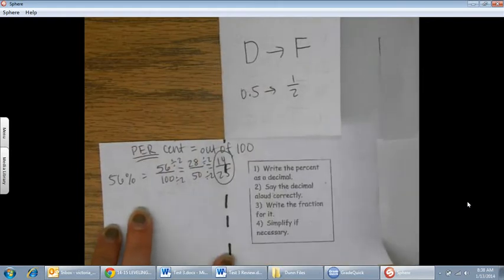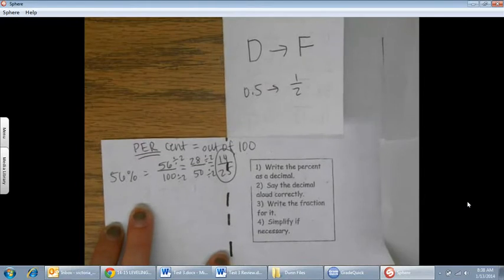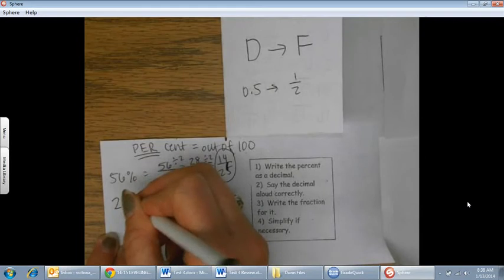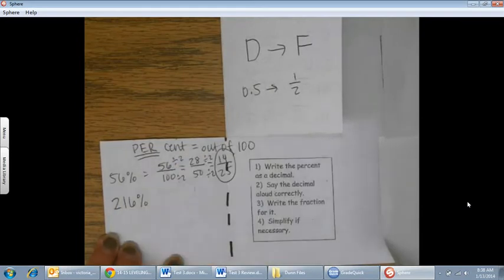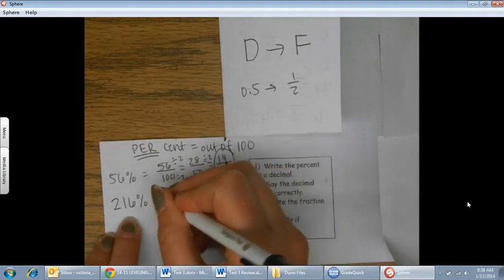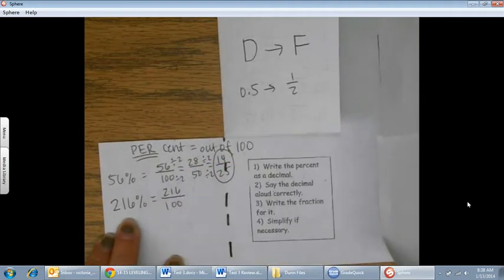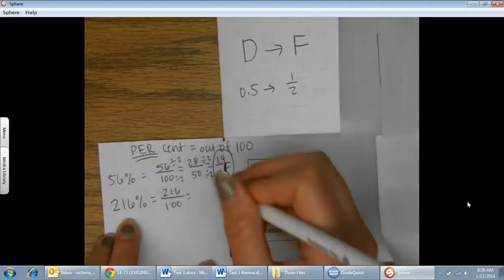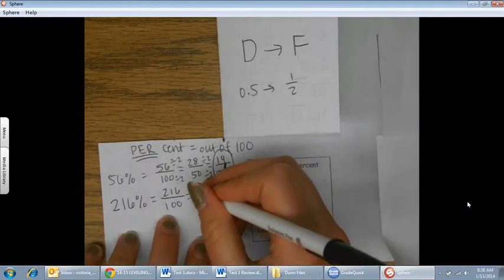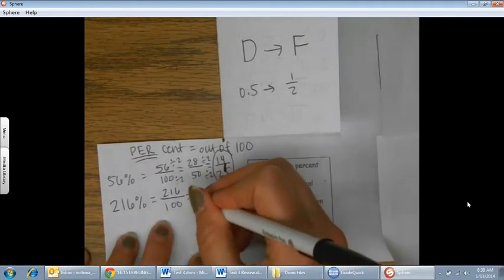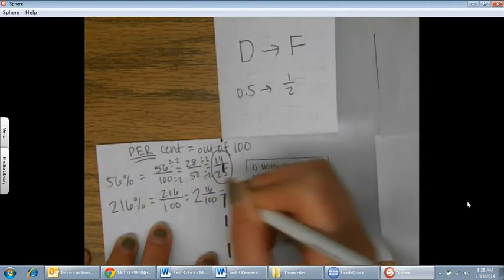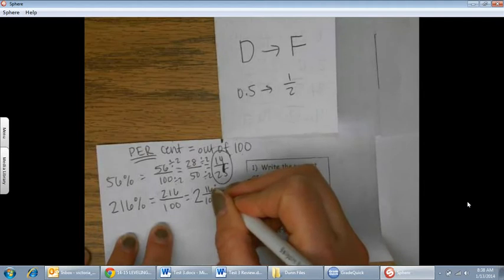All right, so I'll give you a little bit trickier one. 216%. Again, you know that that's 216 out of 100. Well, you know that that's going to be an improper fraction, so you have to make it into a mixed number. So 100 goes into 216 2 times, with 16 left over out of 100, which, if you divide each by 4, you will get 2 wholes and 4/25.